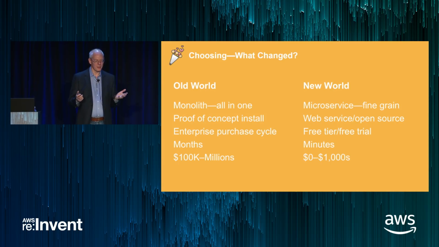So the old world, this is the really interesting thing. In the old world, we had a monolith, so everything is all in one. If you want to get off this monolith, you have to change all of it. In the new world, it's microservices. It's fine-grained. You can change one piece at a time.